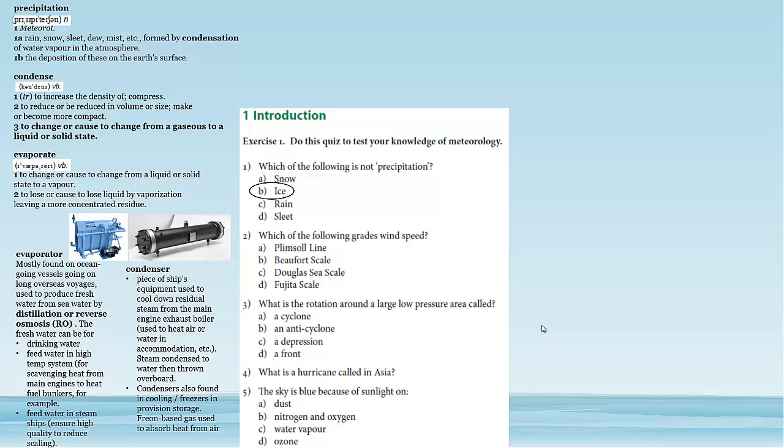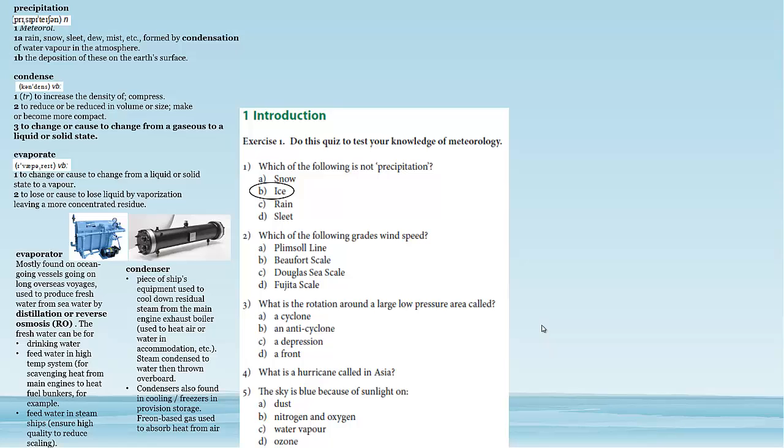The same thing in steamships. You want to ensure a high quality of fresh water because any kind of minerals in the water is going to cause some serious scaling inside your pipe system. So that's an evaporator. I have a picture of a freshwater evaporator, usually on board a yacht or a sailing ship. Then also there's a piece of equipment called a condenser. And this is used to cool down the residual steam coming from the main engine exhaust boiler.